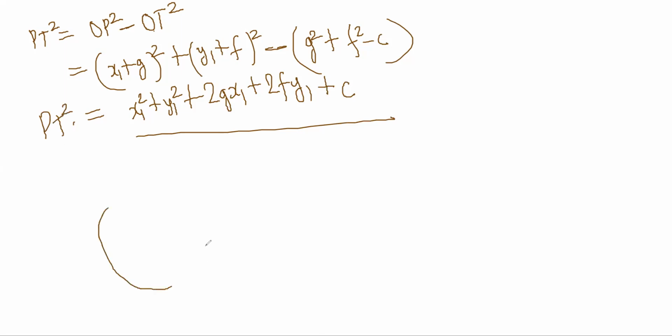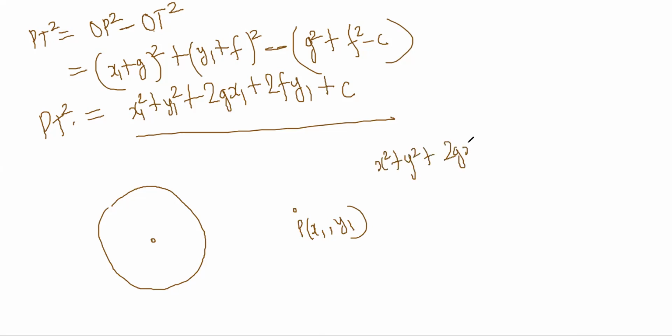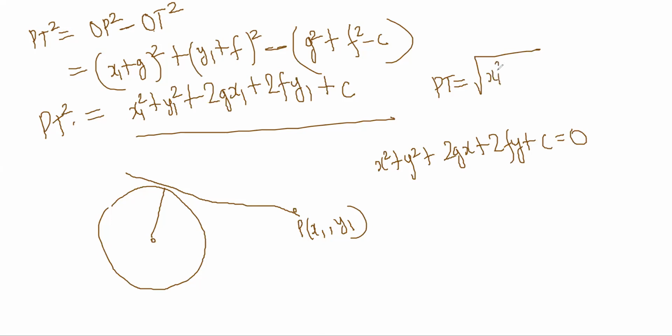This was a circle and this was a point P x1 y1, right? And the circle equation was x square plus y square plus 2gx plus 2fy plus c. So finding length of tangent is just putting the point in the circle equation. Length of the tangent is root over putting the point in the circle equation.